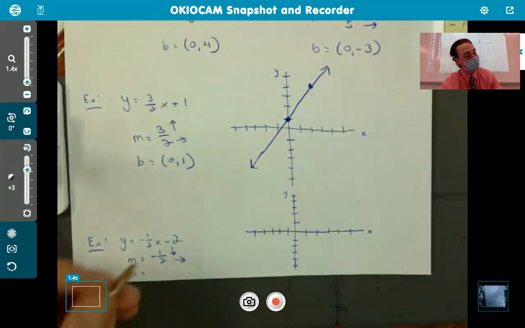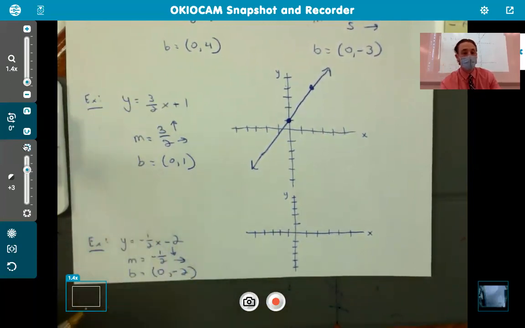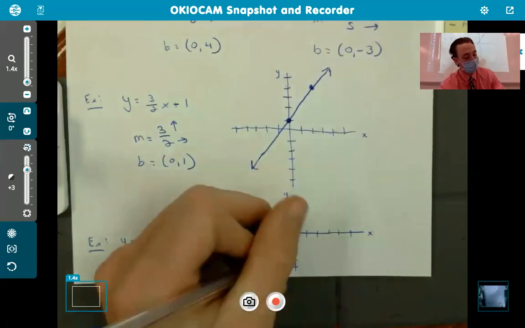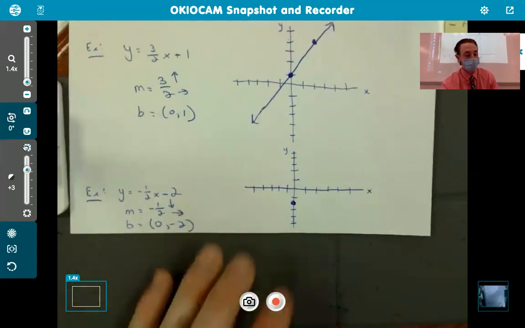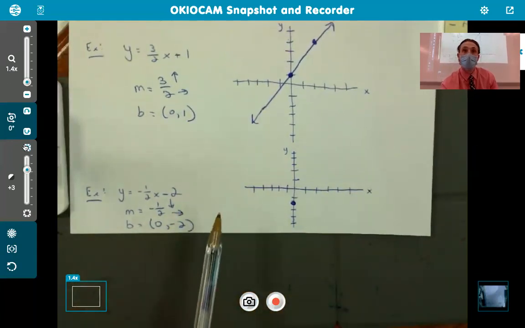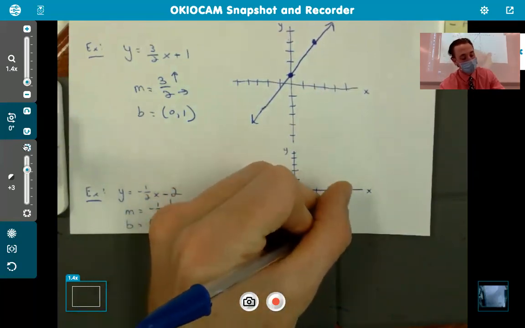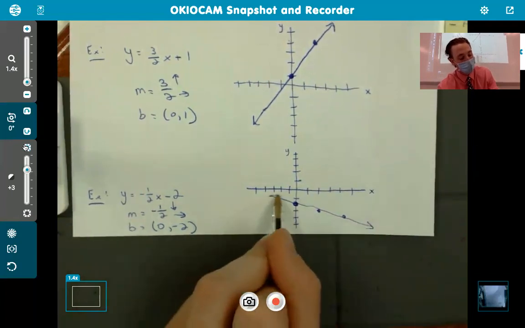All right. What's my y-intercept? And what's that as a point? Where's that point located? Down 2 from the middle, right? So I have this point here. Down 1/2, down 1/2. I plot my points and draw my line.